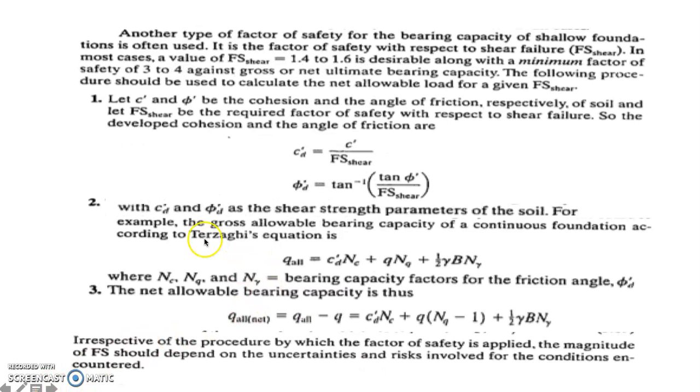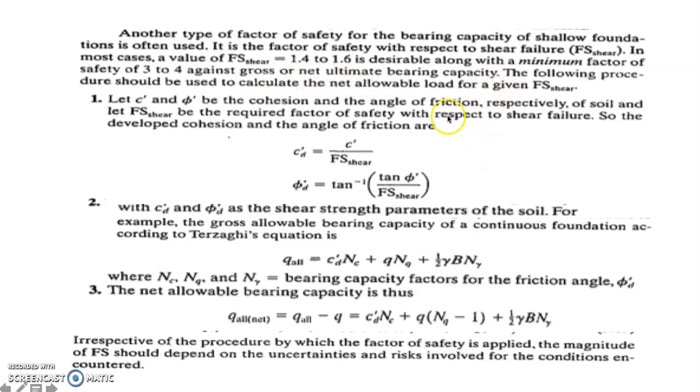So this is another type of factor of safety for the bearing capacity of shallow foundation. This is what we call the factor of safety with respect to the shear failure, FS, wherein the factor of safety with respect to the shear failure is equivalent to 1.4 to 1.6. This is desirable along with the minimum factor of safety of 3 to 4 against gross or ultimate bearing capacity.